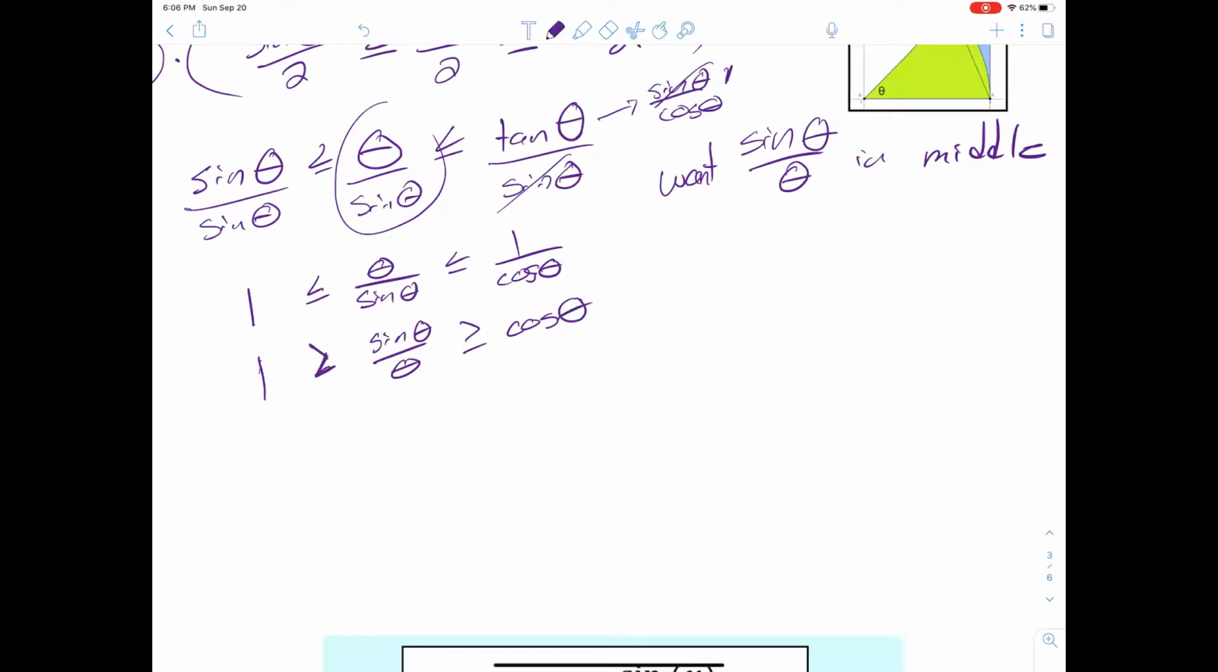So here's the cool part. I'm just going to rearrange this from left to right again, from smallest to biggest. So now my small end is on the right, actually. So I got cosine theta less than or equal to what I care about, sine theta over theta, that's sine x over x, and less than 1. So more or less, I've squashed the function that I care about in between 1 and cosine of theta.